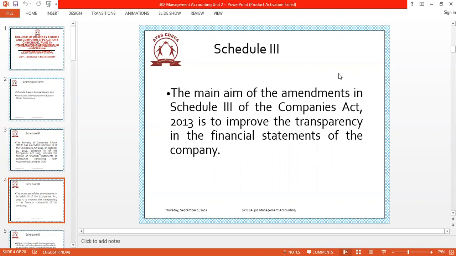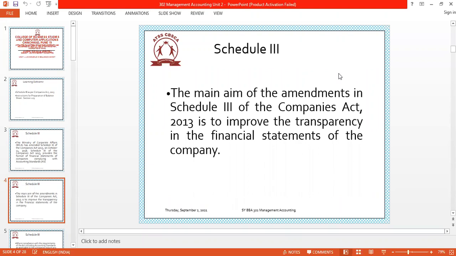The main aim of the amendments in Schedule 3 of the Companies Act 2013 is to improve the transparency in the financial statements of the company. Yes, the main reason why this Schedule 3 was introduced was to bring transparency.